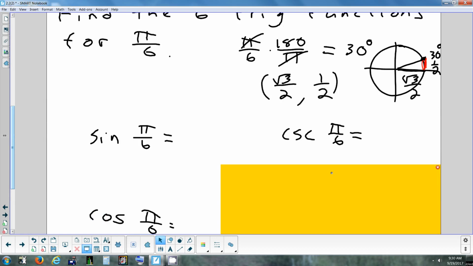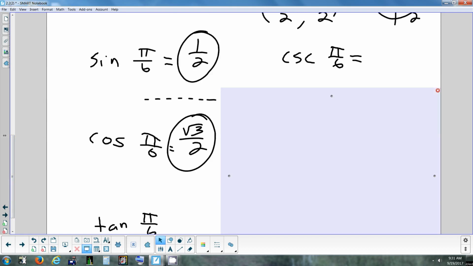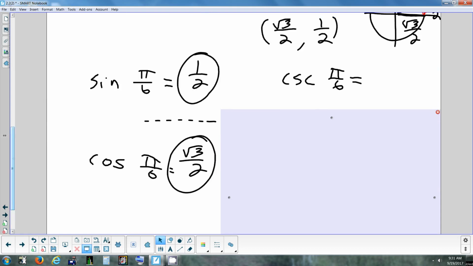What would be the sine of pi over 6? Yep, it would be the y value, which is a half. The cosine? Good, square root of 3 over 2. And the tangent, again, just imagine putting a division sign in right there and dividing the two fractions we have. So when I divide those, what would cancel out? The 2's. Yep, the 2's would cancel, and I'd be left with 1 divided by square root 3.